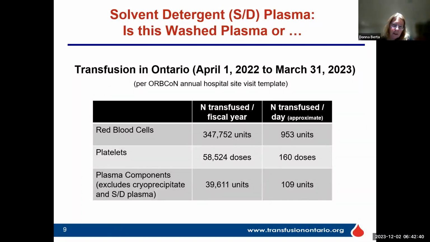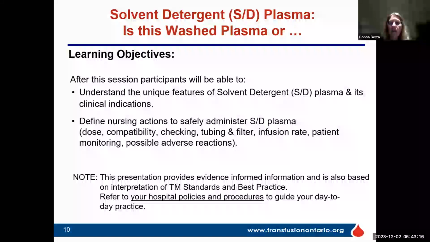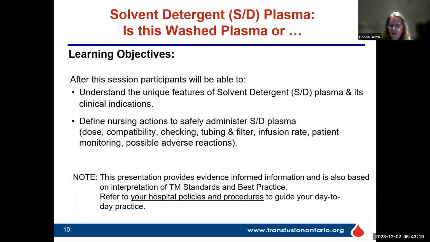So just to put this into context, plasma is transfused some, but it's certainly not the most common blood component to be transfused. So our learning objectives for today: for you to understand the unique features of SD plasma and its clinical indications, and also some nursing actions to give this product as safely as possible. I do want to point out that the presentation provides evidence-informed information. It's based on interpretation of the transfusion medicine standards and best practices. But again, you're working within your hospital, and so your policies and procedures need to guide your practice.